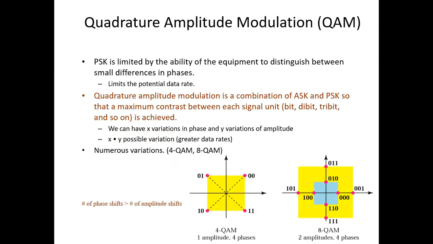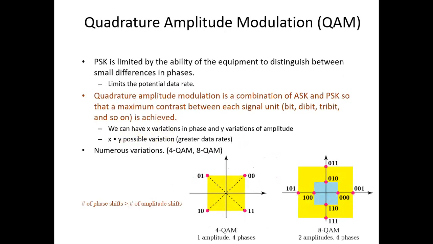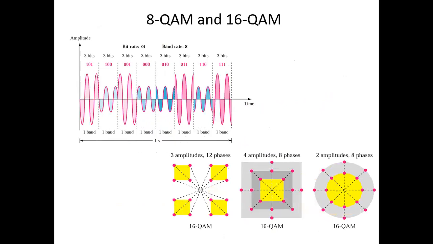Then you can also have a combination between PSK and ASK. Then it's called quadrature amplitude modulation. You can give different phase values and at the same time different amplitude values. That's how you represent different combinations. All you need to do is to represent different combinations. Like here, say 16 QAM.